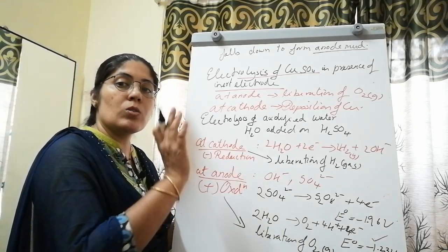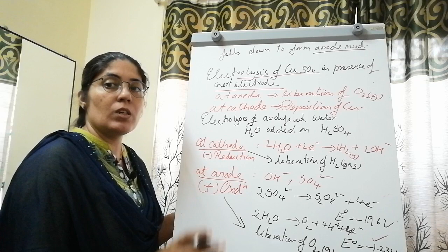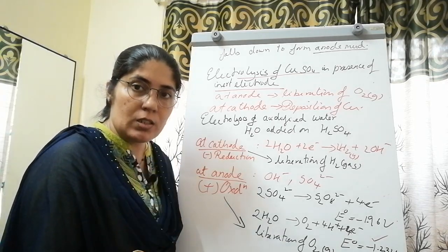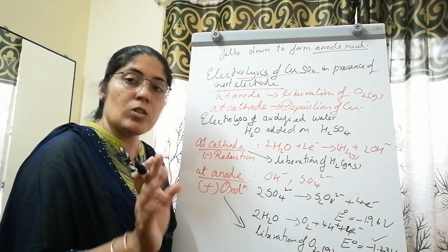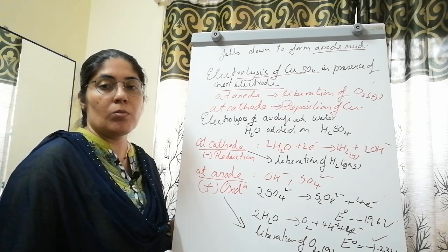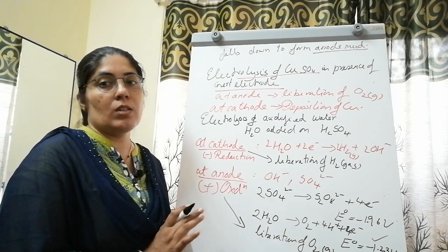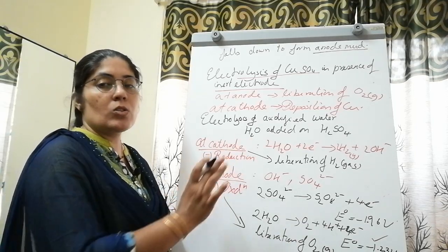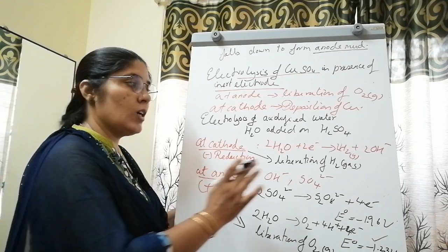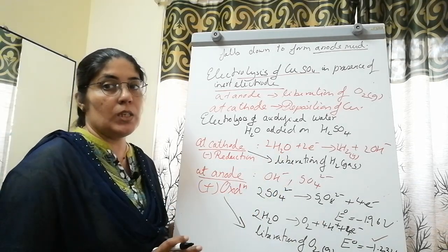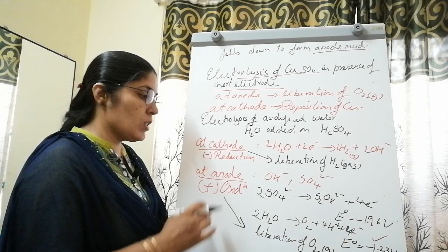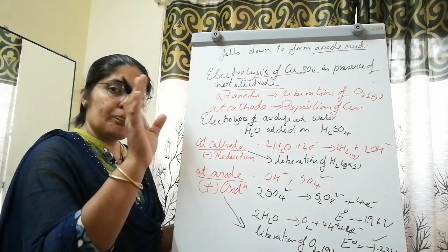At the cathode, you have got only one type of ion being formed here, whether it is dilute H2SO4 or water, you will be having only H plus cation forming. So it's only the water which is undergoing reduction there. As the reduction takes place, you will be having hydrogen gas being liberated. So this is how the reaction takes place.